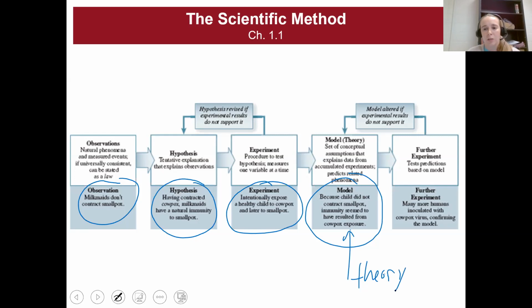And in order to make that theory well known, they reported it to other scientists, and in order for it to be useful in the medical community, many more humans have to be tested to confirm the model. So that is the case for the smallpox experiment.